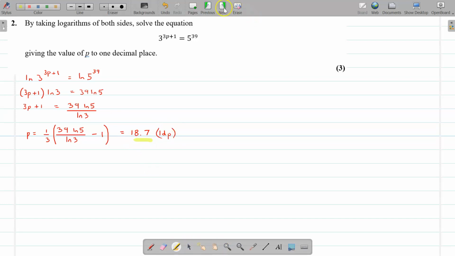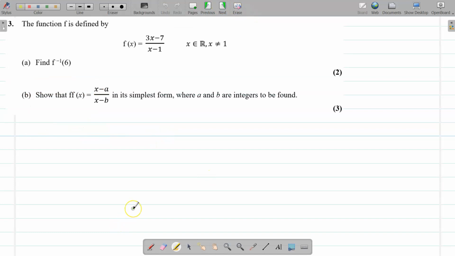Okay, next. Now, this is quite an interesting little question about functions, because you could do it an easy way, or you could do it in quite a difficult way. The first thing you've got to do here is find the inverse function of 6. The best way to do that, because you don't even need to work out what the inverse function of f is, you can just set f of x equal to 6 and then solve it. That's a lot quicker than working out the inverse function of f by rearranging it all.